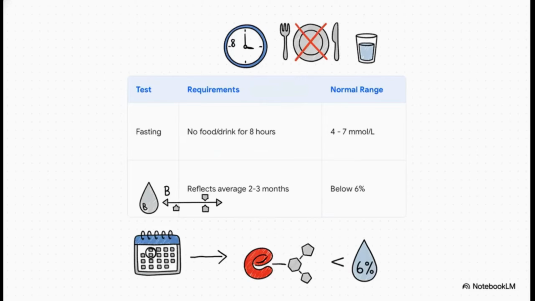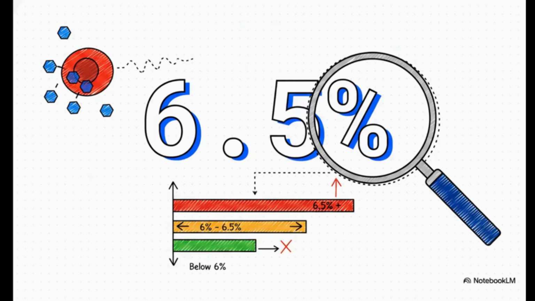Then there is the HbA1c, and if you remember the joke from the beginning, now you know why it came up. This is a blood test that reflects average glucose levels over the past 2 to 3 months. A normal result is below 6%. A result of 6.5% and above indicates diabetes, and anything in between is usually considered pre-diabetic.